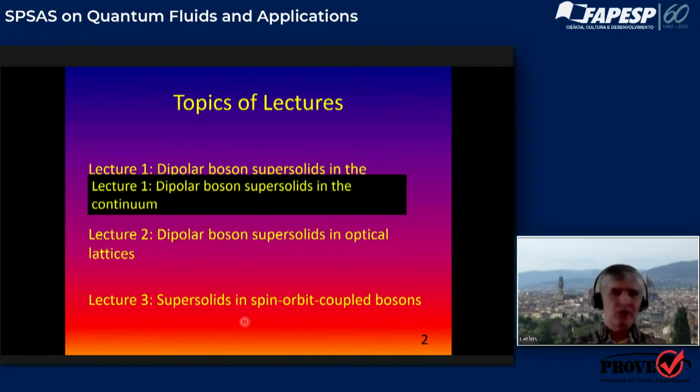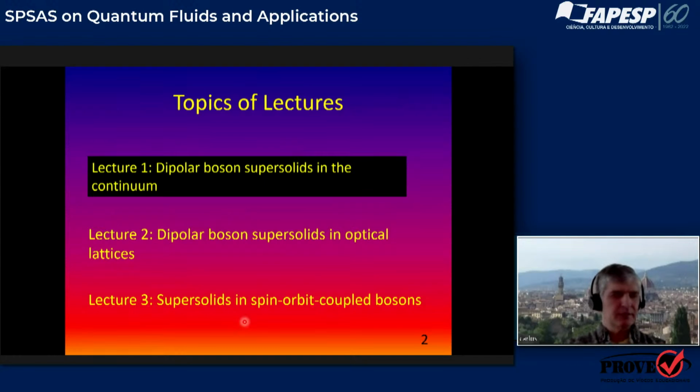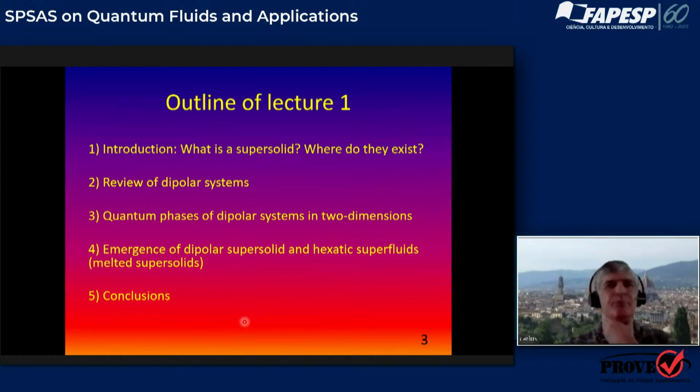So today we'll cover only the first part. The outline of lecture number 1 will be as follows. I'll have an introduction to define what would be a supersolid for us, where would they exist in principle. Then since I'll be focused on dipolar systems, I'll review a little bit about what dipolar systems are, or what are those that are available around.